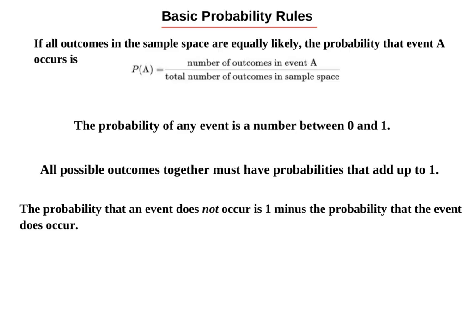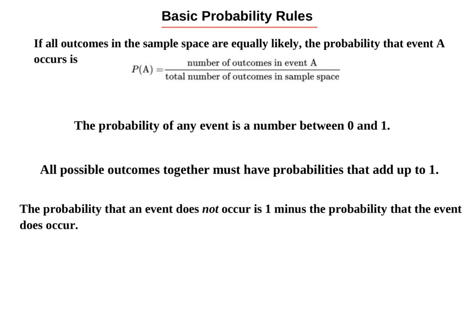All right, some basic probability rules coming at you. First, if all outcomes in the sample space are equally likely, then the probability that event A occurs is the definition of P(A) that we looked at a few slides back. Second, the probability of any event is between 0 and 1, or 0 and 100%. There is no way for a negative percentage to happen or more than 100%. So stick to 0 to 1.